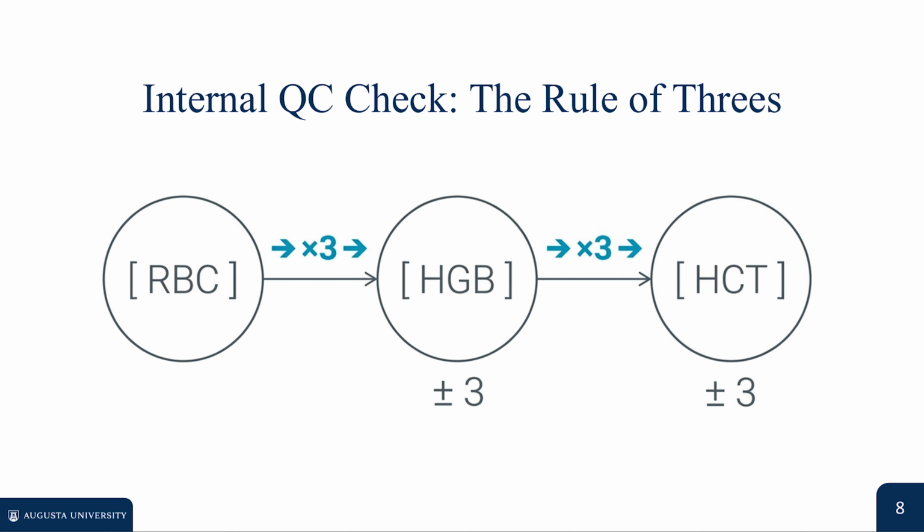Discrepancies in the rule of threes indicate either red blood cell pathology, such as hereditary spherocytosis, or analytical interferences like cold agglutinins, lipemia, or unlysed erythrocytes. The laboratory scientist must investigate and resolve the discrepancy before releasing patient results.